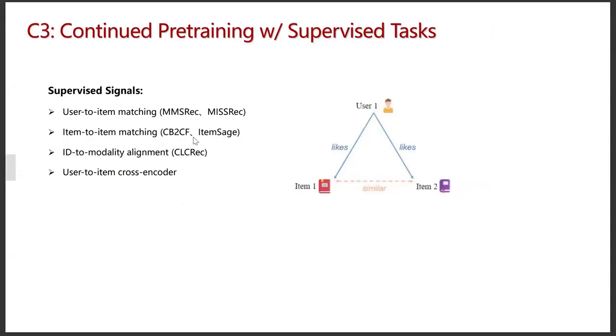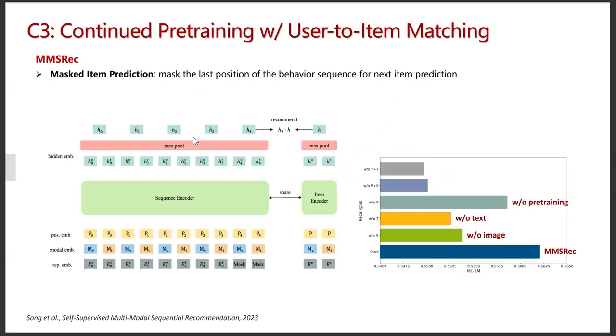And the last type of continuing the pre-training framework is how to use the supervised signals. Given the users and items, each user may have interacted with different items. Given the relationship between user and item, we can get the user to item matching task. And given the item and item relationships, we can use item to item matching task here. And we also categorize the supervision into the ID to modality alignment and the user to item cross encoder. So there are four types of frameworks in supervised pre-training.